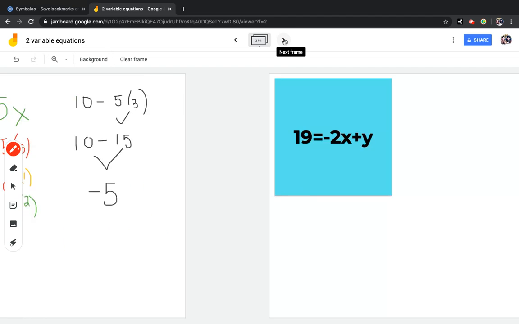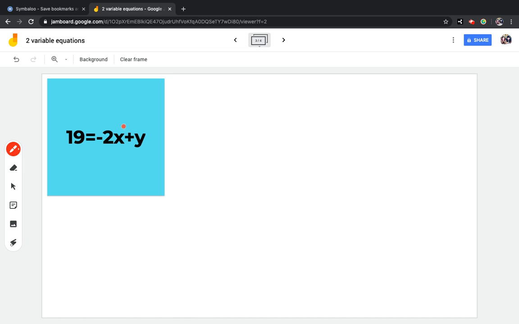All right, let's practice again. First step, get that y by itself. So that's a negative 2x. I'm going to add my 2x to both sides. Add it to that side. So my new equation looks like 2x plus 19 equals y.